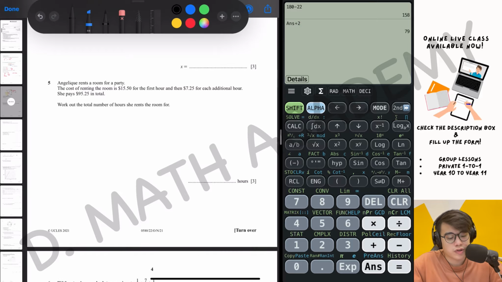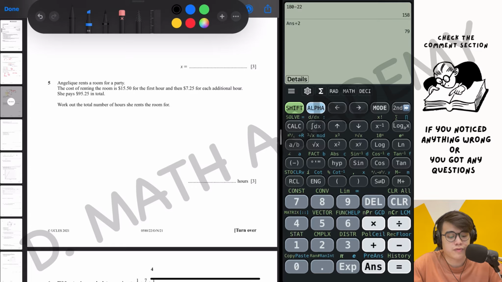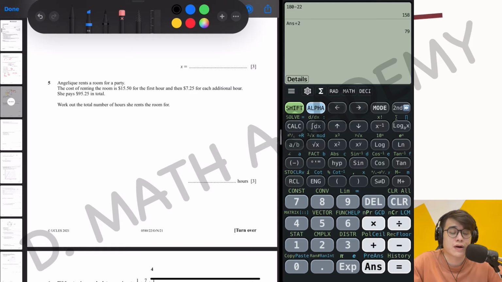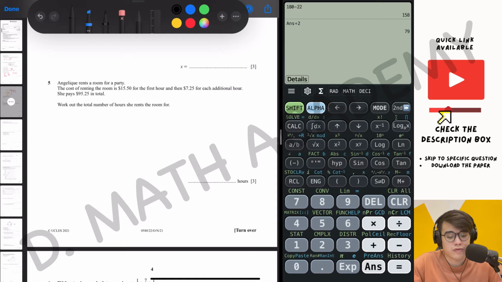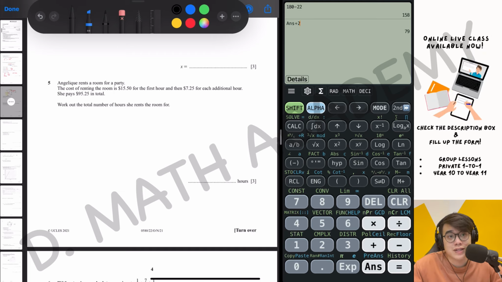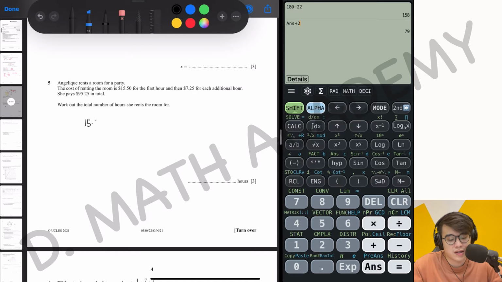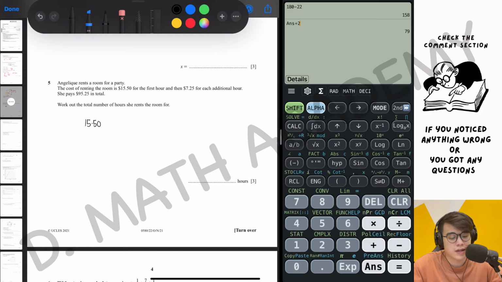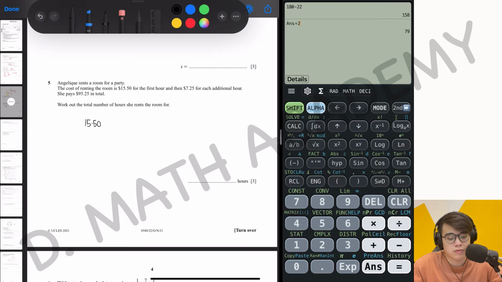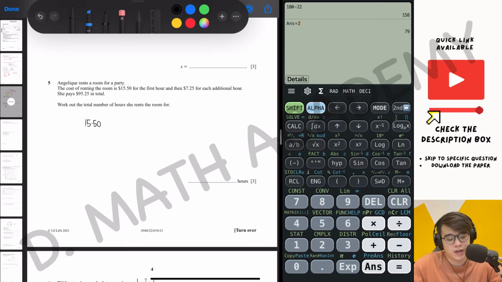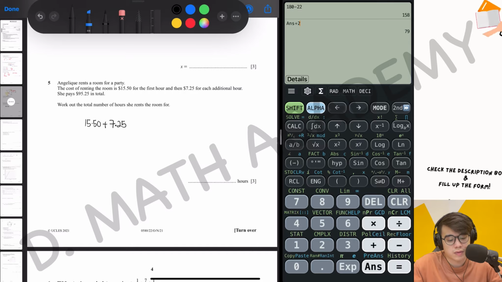Moving on to question 5, Angelique rents a room for a party. The cost of renting the room is $15.50 for the first hour, then $7.25 for each additional hour. So the keyword here is that for the first hour, they charge us a fixed cost, which is $15.50. So regardless of how many hours you rent, the moment you step into the room, you have to pay $15.50 here. So the number of hours, we are unsure about it, so we are required to identify it.